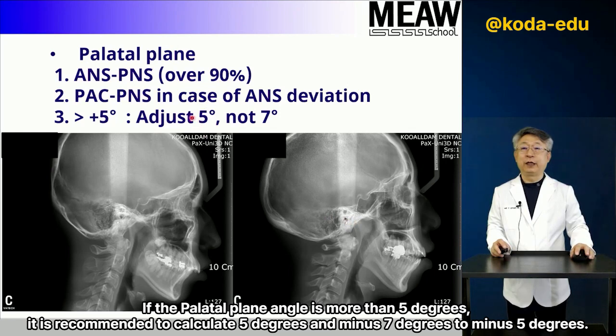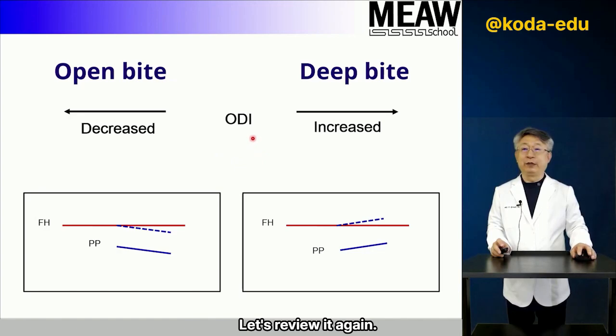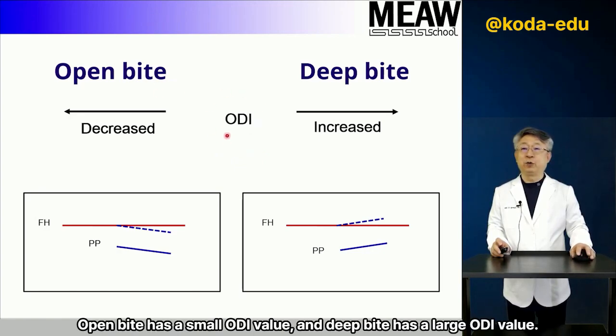If the palatal plane angle is more than 5 degrees, it is recommended to calculate it as 5 degrees, and -7 degrees as -5 degrees. Palatal planes also have positive and negative values. Let's review it again. Open bite has a small ODI value, and deep bite has a large ODI value.